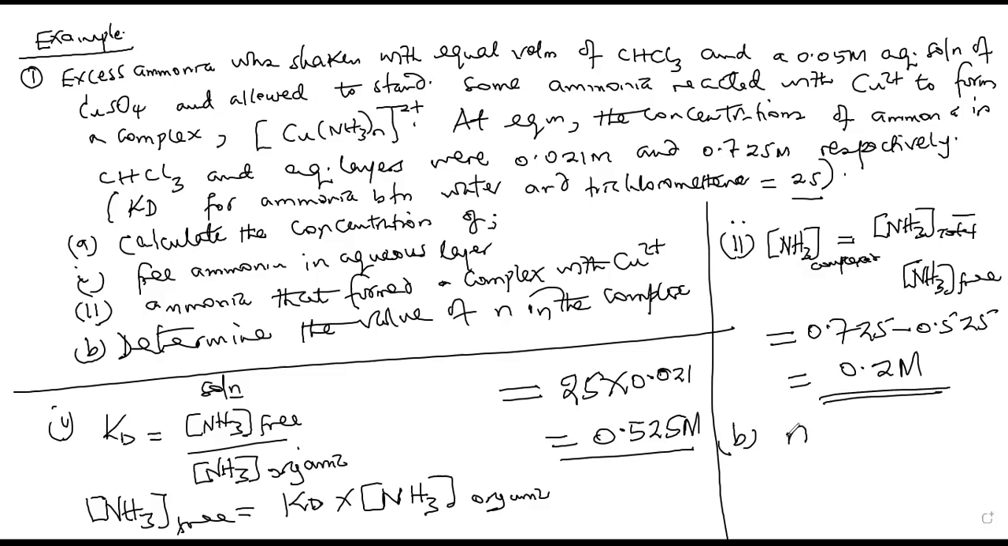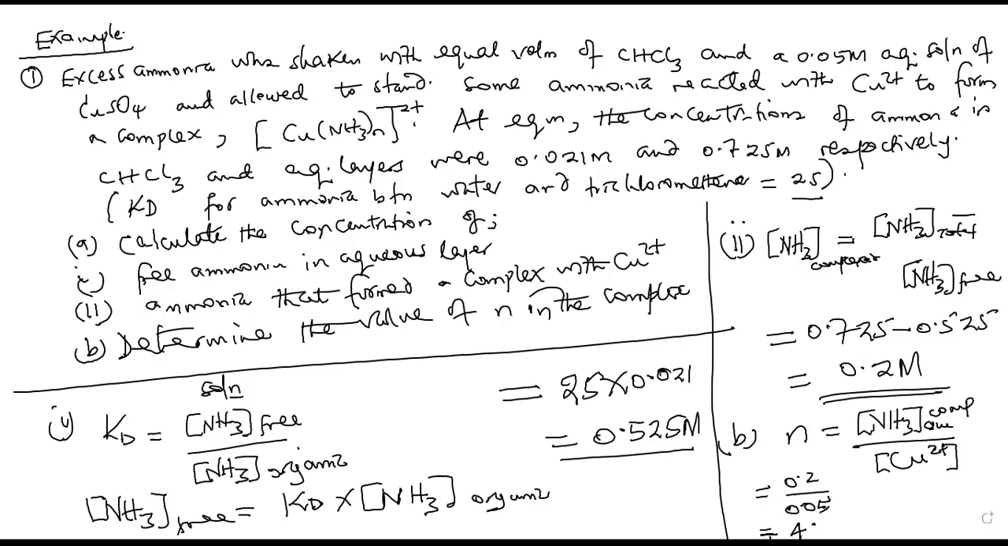Part B wants us to get the value of n. To get the value of n, we simply get the complex ammonia and divide it by the concentration of copper. So it is going to be 0.2 over the concentration of copper. They say that excess ammonia was shaken with equal volume of trichloromethane and 0.05 aqueous solution of copper 2 sulfate. Now, if this is a solution of copper 2 sulfate, then the copper 2 ions in this solution have this concentration. So we divide by 0.05, and it's going to give us 4.